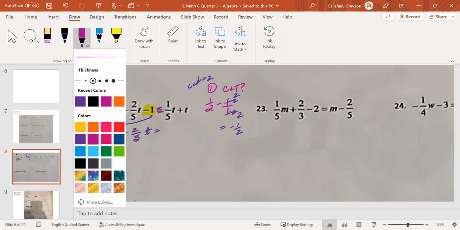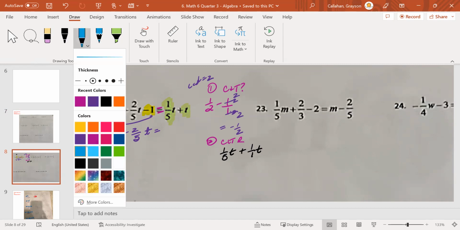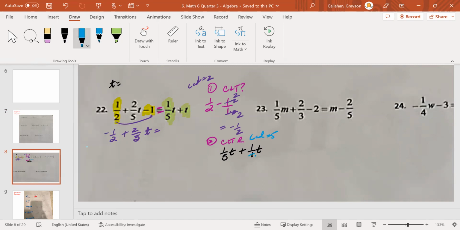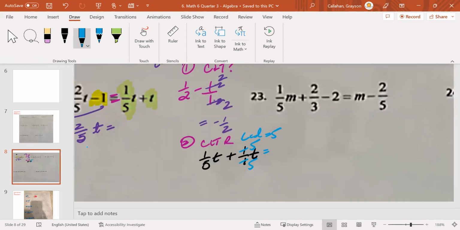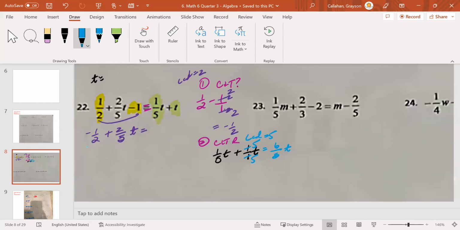side. On the right side, you can also combine like terms. And you can combine these two because they both have t's. So 1/5t plus 1t. So 1/5t plus 1/1t. In this situation, your lowest common denominator is 5. So that becomes a 5, that becomes a 5, because you're multiplying by 5s. So 1 plus 5 gives you a 6, 5/5t. So on the right side, this then becomes 6/5t.